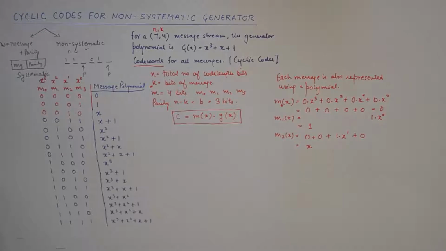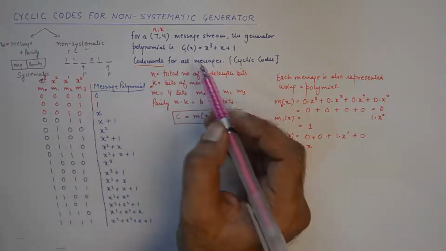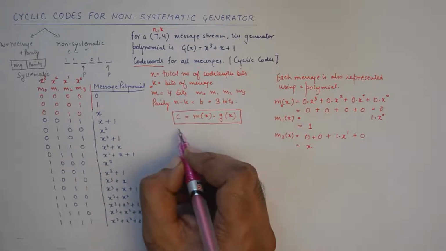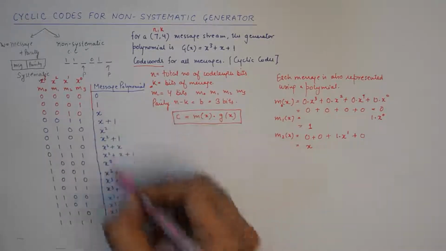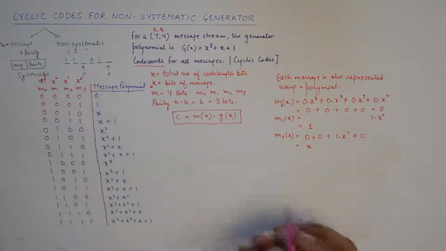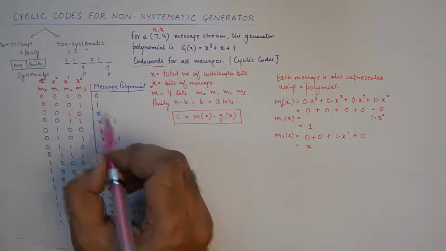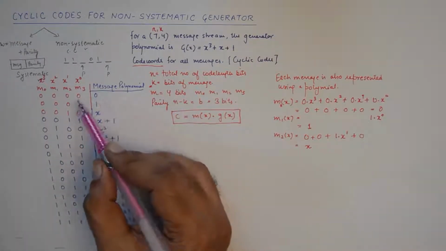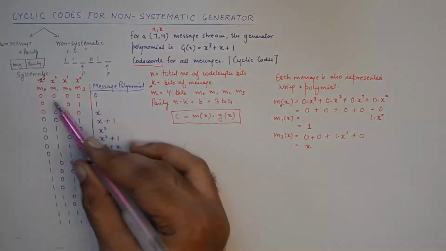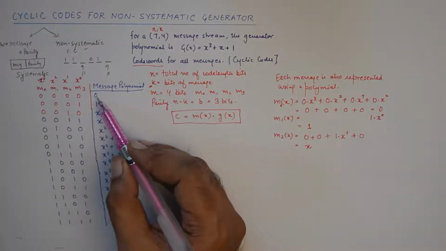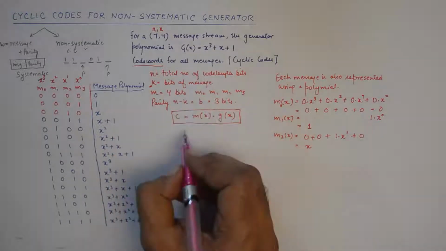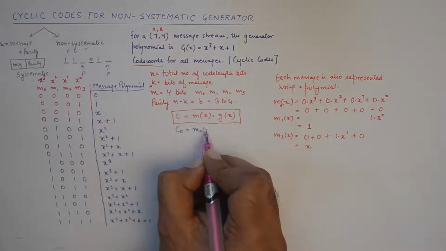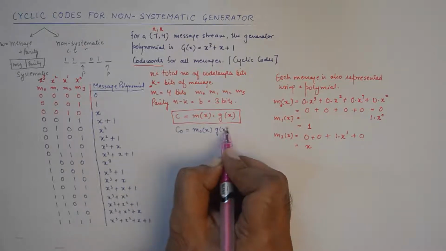Once you find out the message polynomial, you have the generator polynomial with you, then everything becomes simple. The code word becomes multiplication of these message polynomials with the generator polynomial. So for example, if I was to find out the code word for the first code, which is 0000, I'll multiply this, so I can say code 0 is m0x into g of x.